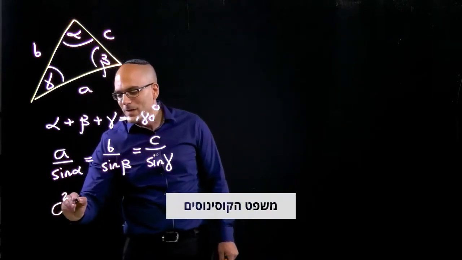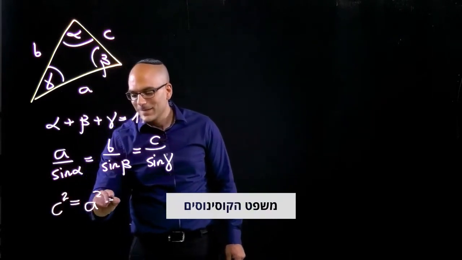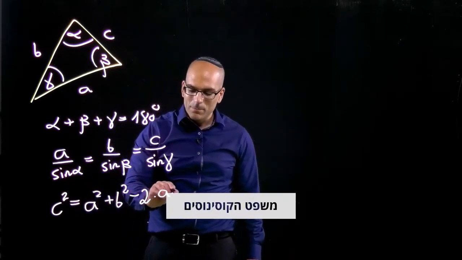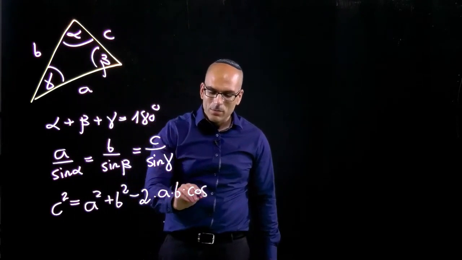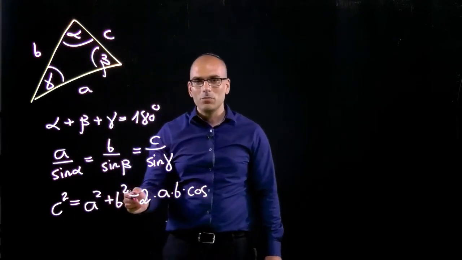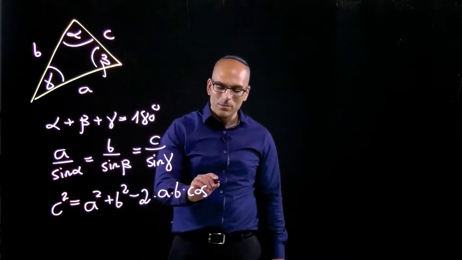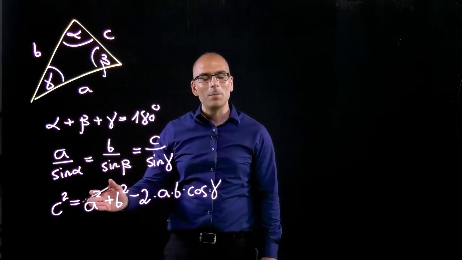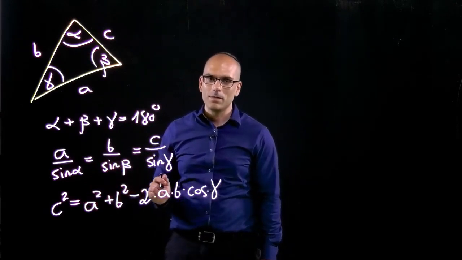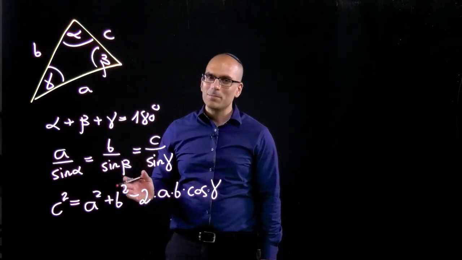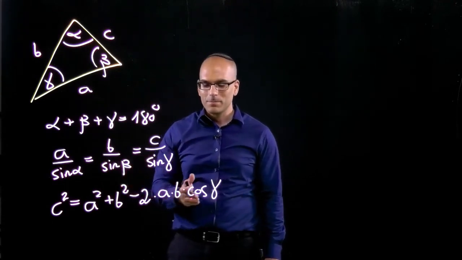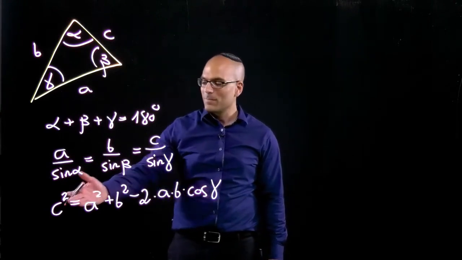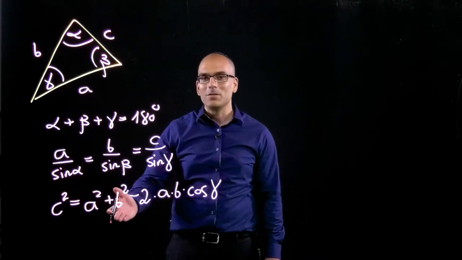It states the following. C squared equals A squared plus B squared minus 2 times the product of A and B times the cosine of the angle between A and B, which is of course the angle opposite C, cosine gamma. Not for nothing, the cosine law is very reminiscent of the Pythagorean theorem. The Pythagorean theorem, truth be told, is a specific case of the cosine law. If we set an angle of 90 degrees, the cosine of 90 is 0. This leads to C squared equals A squared plus B squared.